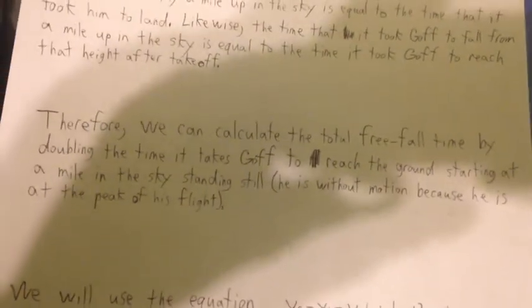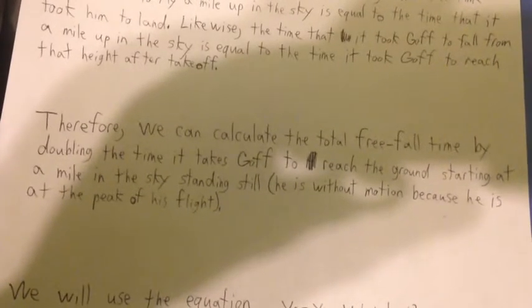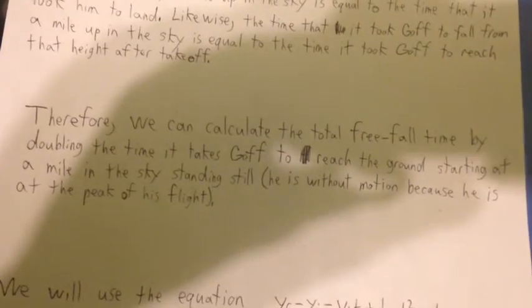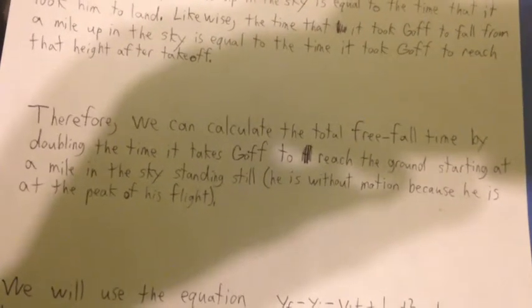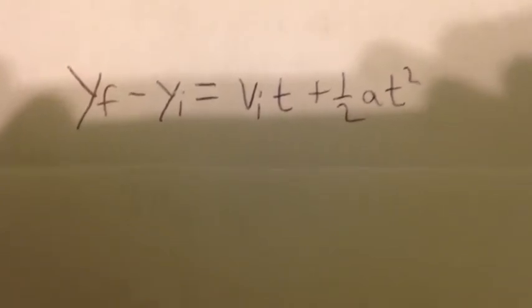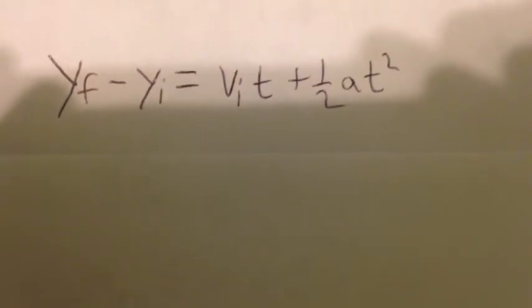Therefore, we can calculate the total freefall time by doubling the time it takes Goff to reach the ground, starting at a mile in the sky standing still. He is without motion because he is at the peak of his flight. To find the time, we will use the equation y final minus y initial, which is delta y, or the change in height, is equal to the initial velocity times time, plus 1/2 the acceleration times time squared.